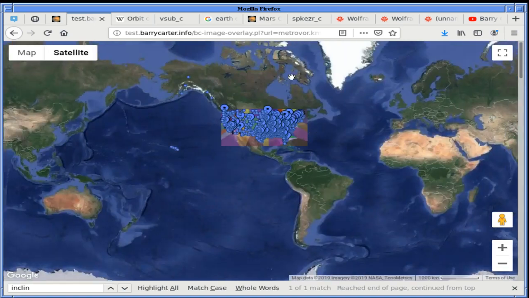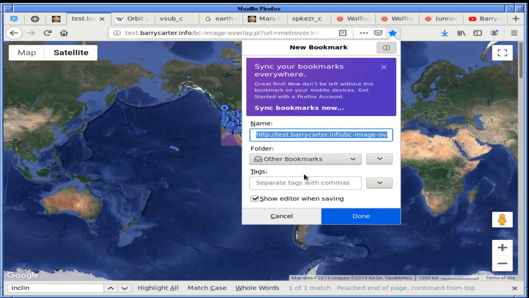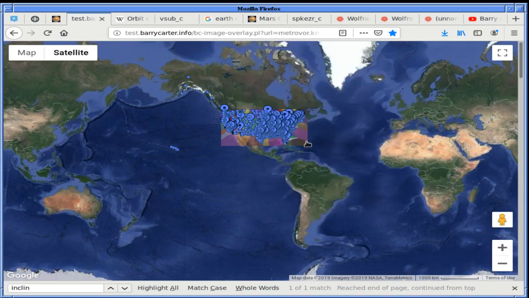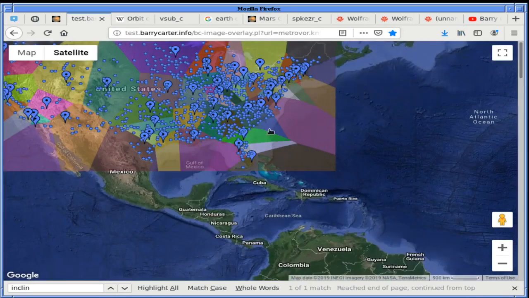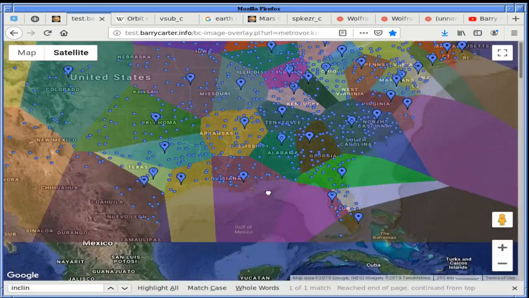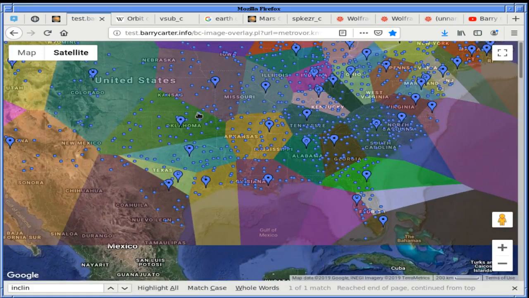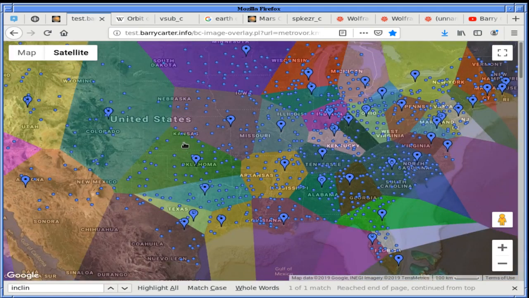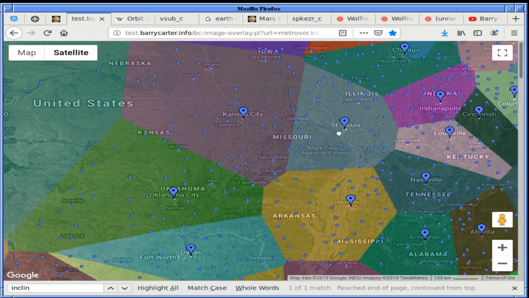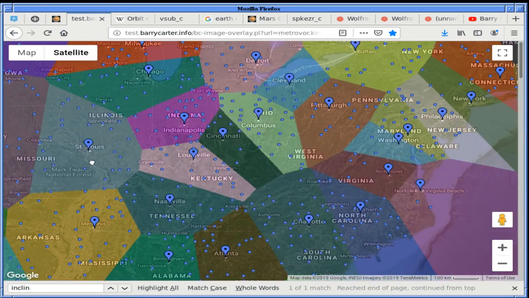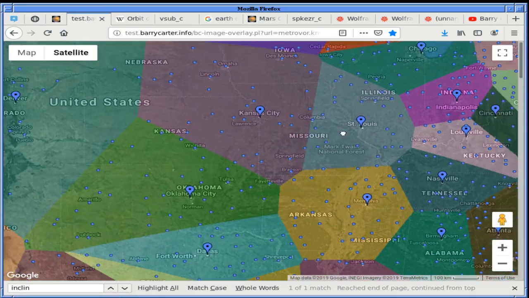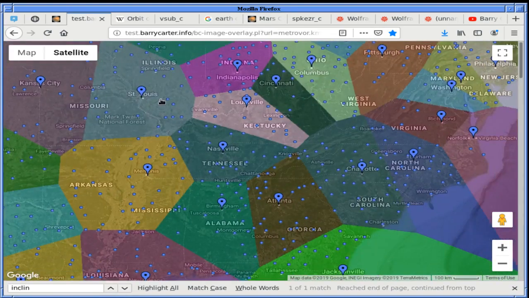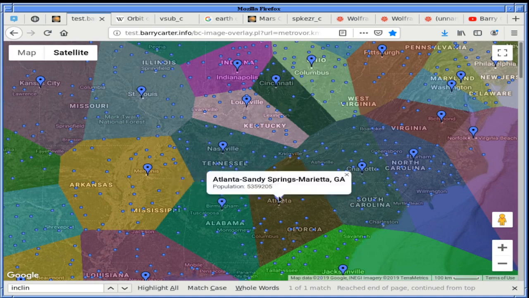I'm going to bookmark this, not because this particular bookmark is that important, but because it represents a more general sort of importance. So what I did here is, it actually solves a Reddit problem. This is the 50 largest metropolitan areas in the United States. And they are not necessarily cities, they are metropolitan areas.